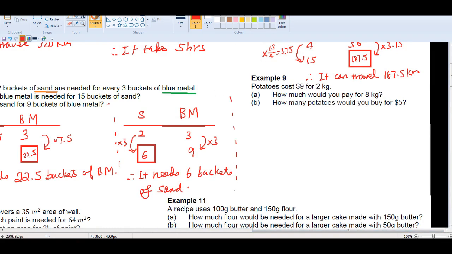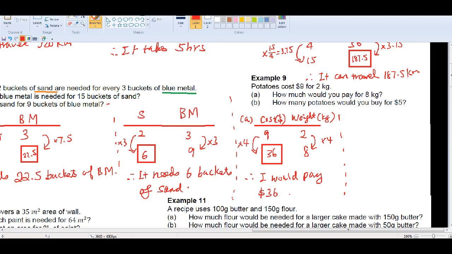Alright, so if you got no problem for this one, let's see question 9. Okay, it's about potatoes. So you got $9 and 2 kilograms. So again, you need to identify two quantities. One should be the cost, the other should be the mass or the weight of the potatoes. Okay, and A, how much would you pay for 8 kilograms? So basically, you know the mass, you need to find the cost, alright? Okay, so I'm going to give you the time. You need to try that A by yourself. If you got A correct, then we move on to B, and you need to try that by yourself as well, right? Okay, so pause the video, try to do 9A.